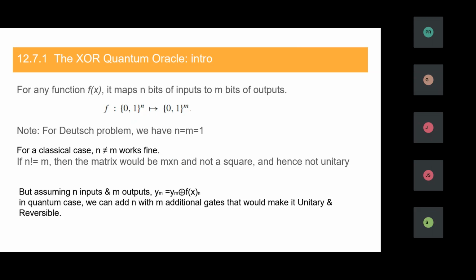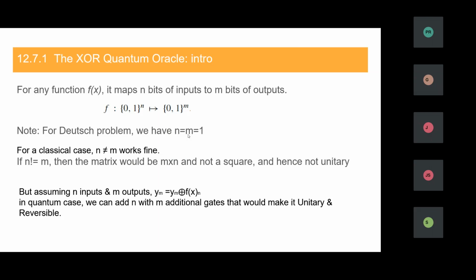Before that, let us once again understand the overall philosophy of setting up this type of implementation. Remember, we are talking about a general function f of x. We do not know what exactly goes on inside the function, the oracle, as a black box. We can generalize by saying that it is a function defined over n inputs that produces some m outputs. And as we have spoken earlier, for the Deutsch problem, we have n equals m equals 1. So 1 input and 1 output.